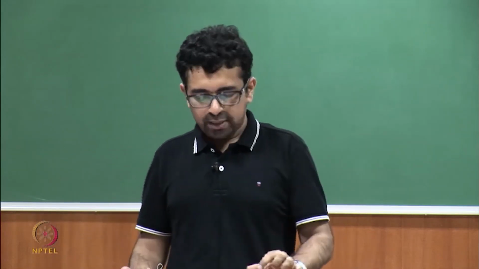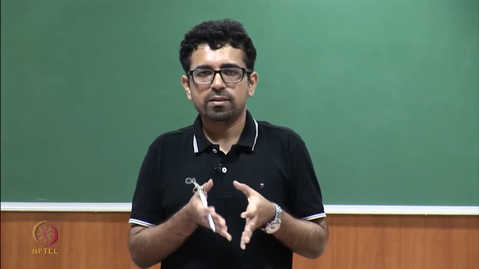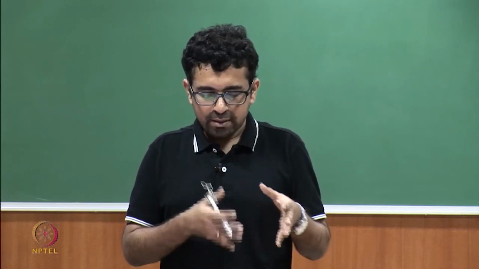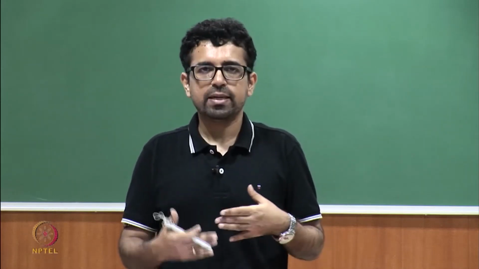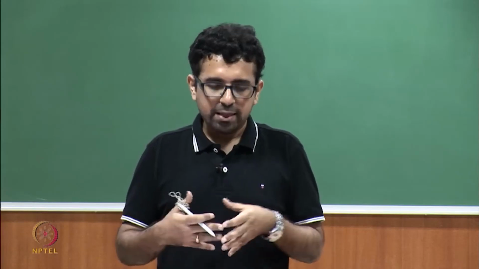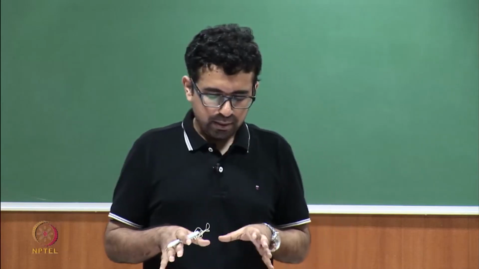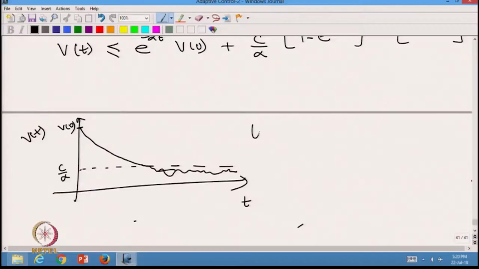Since v does that, and v is a sum of squares of these error states, we say that these error states e of t, that is x tilde and r tilde, also behave in a similar way. You can prove that mathematically. This kind of result is called uniform ultimate boundedness. In short, we say it is UUB.